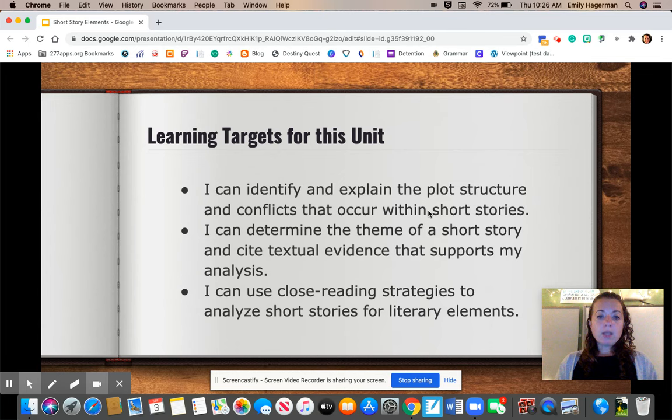So the first thing is that you'll be able to identify and explain the plot structure and conflicts that occur within short stories. You'll be able to determine the theme of a short story and cite textual evidence that supports your analysis. And you'll be able to use close reading strategies to analyze short stories for literary elements. So all of these things, not just for this unit, but we'll be carrying these skills throughout the year for all of our reading that we do.